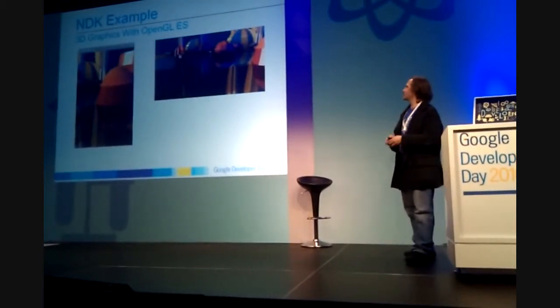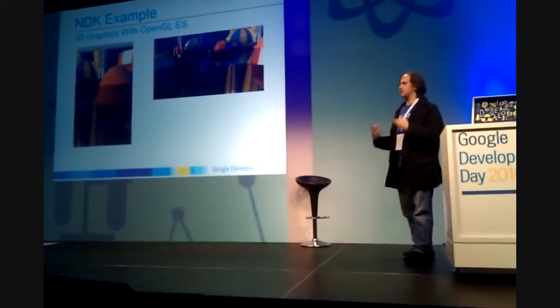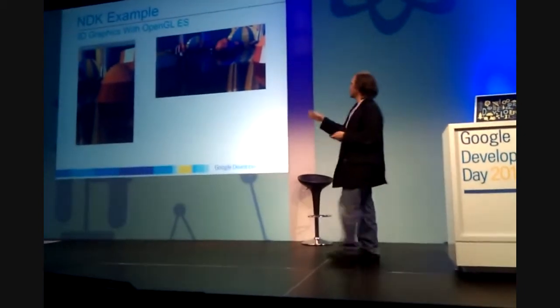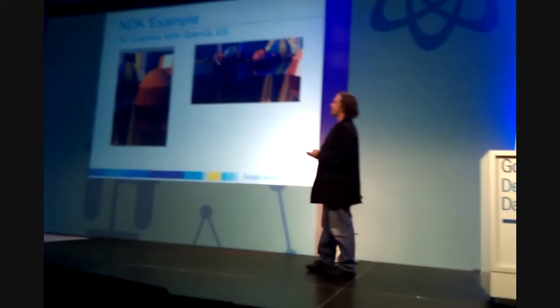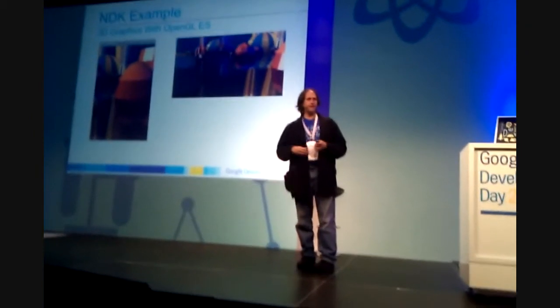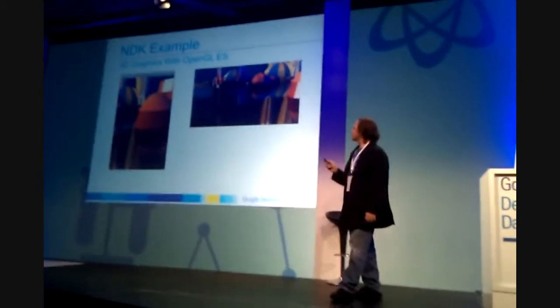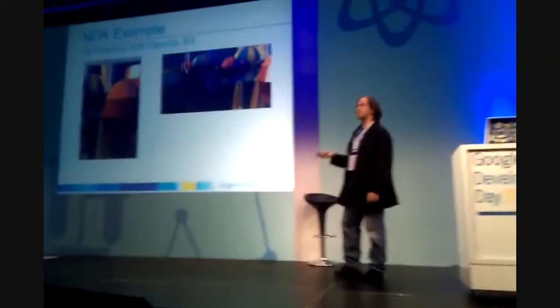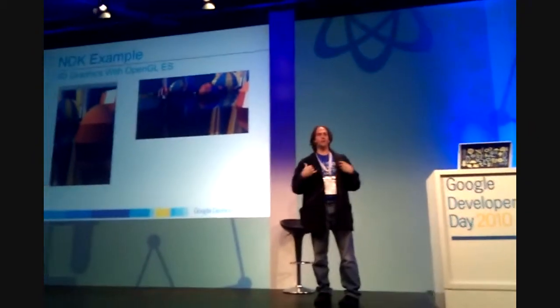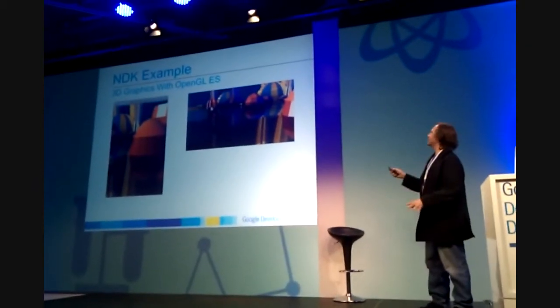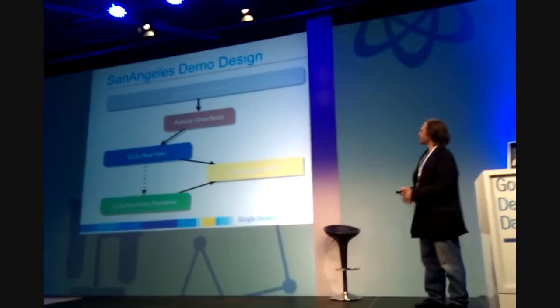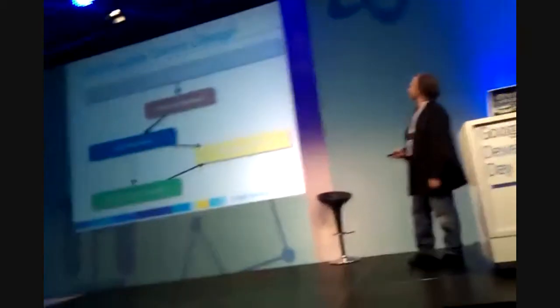All right, so let's talk a little bit about what an NDK app looks like. Now this is from a 4K demo that was done at a Finnish party, and now it's been ported to OpenGL ES and put onto Android, and now it's about 400K instead of 4K, and it has half the geometry, but it's still a really good example. What does this look like? This is the San Angeles demo.